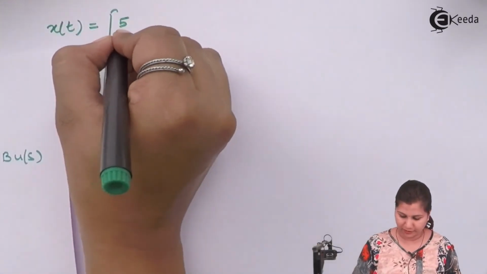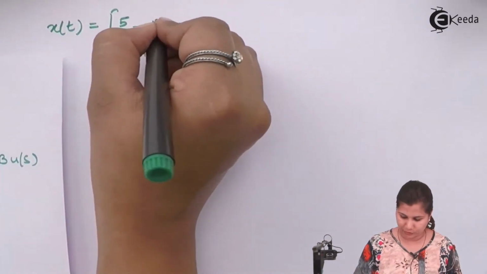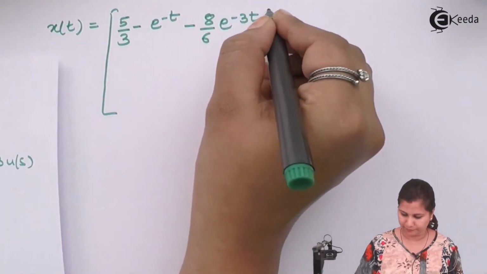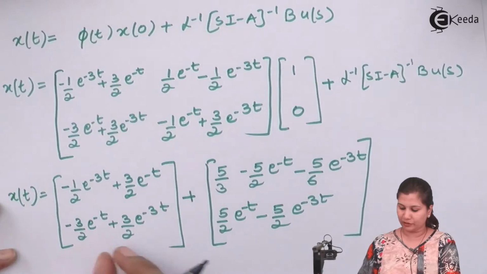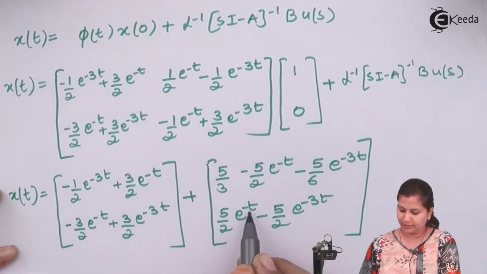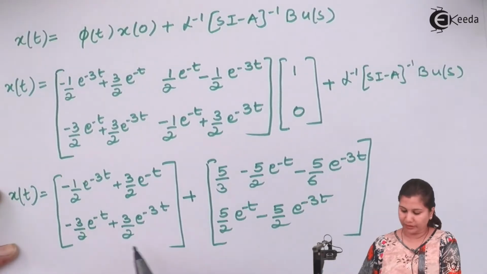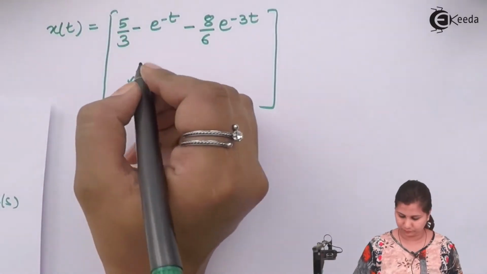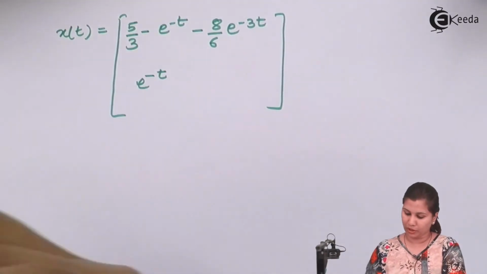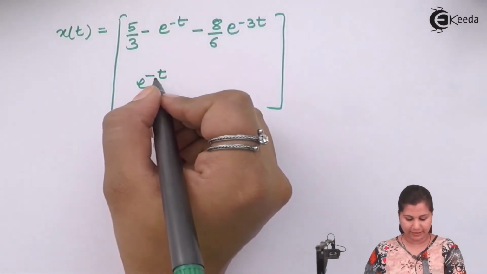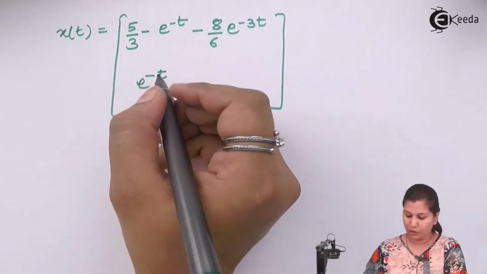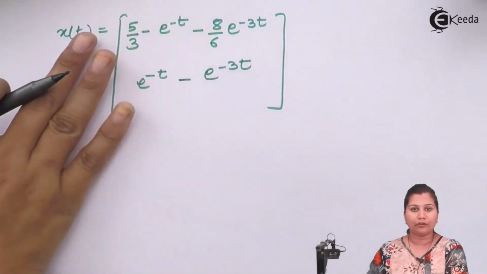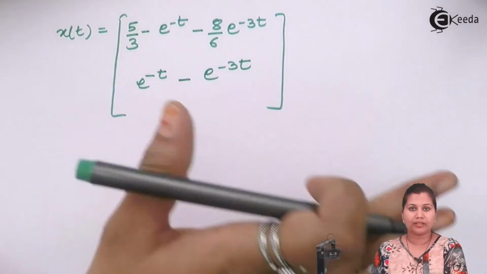So we are going to get first 5 by 3, then minus e raised to the power minus t minus 8 by 6 e raised to the power minus 3t. Okay. Then we will add these two terms. So e raised to the power minus t terms will be added, minus 3 by 2 and 5 by 2. So it will be e raised to the power minus t. And then the e raised to the power minus 3t terms will be added. So we will get minus e raised to the power minus 3t. So this is the value of x(t), that is the state vector that we have obtained.